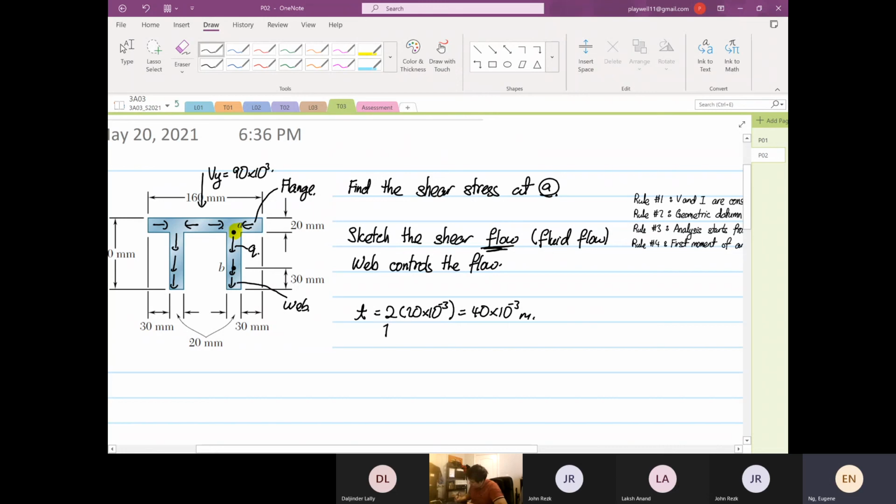Why the 2 is here: one for the left, and the other one is at the right web, right? So you have one web over here, you have one. So the shear flow is distributed.